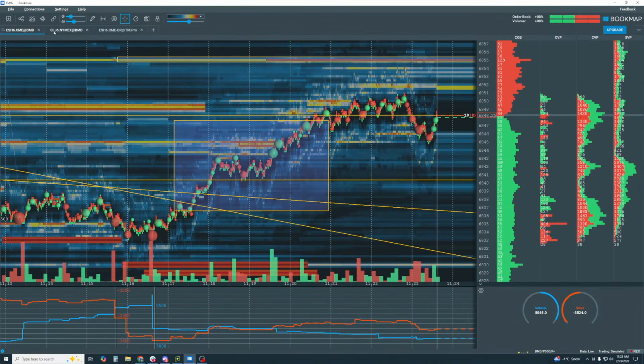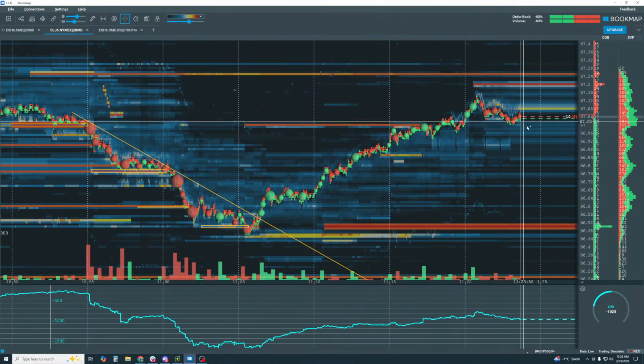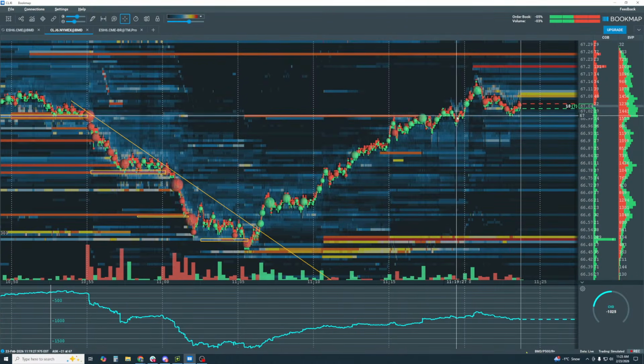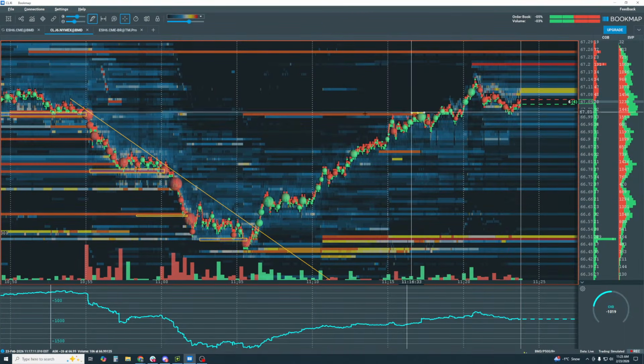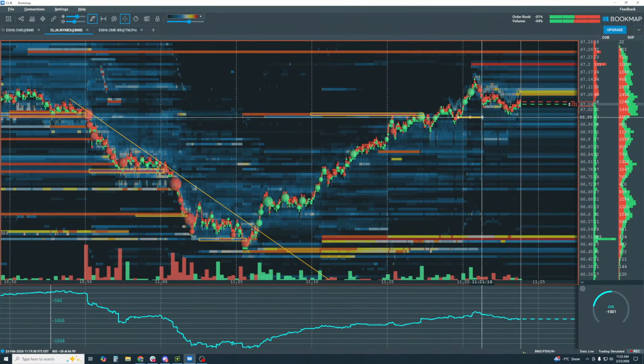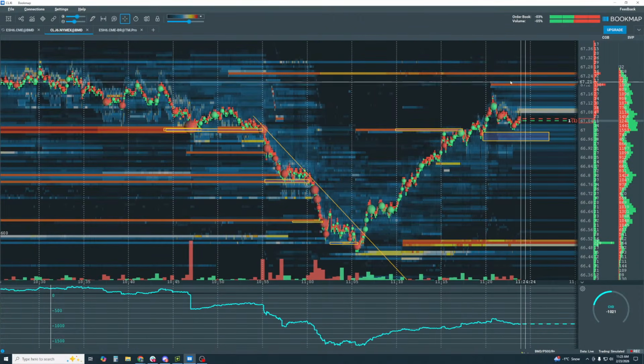Okay, let's jump over to our crude again. Came back, retested here. Interestingly enough, I don't see a flip yet in the book, but boy, that would have been nice on the offer here, on the bid in here, and buyers coming in.